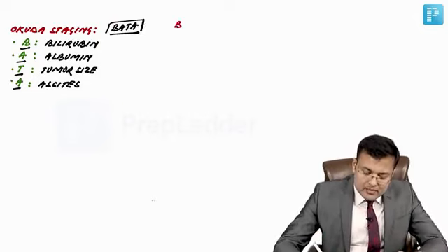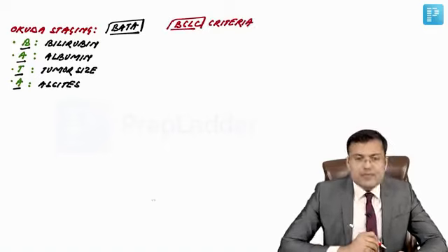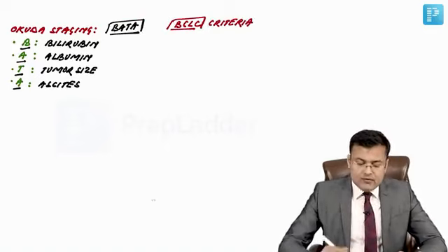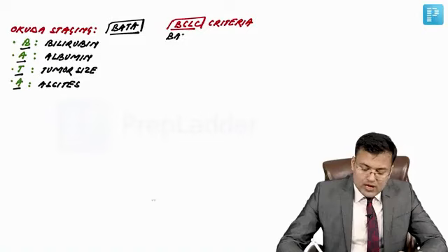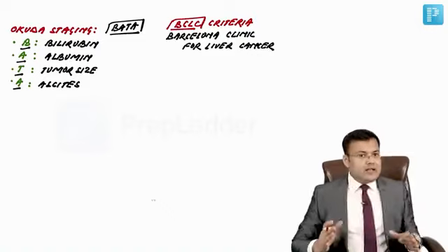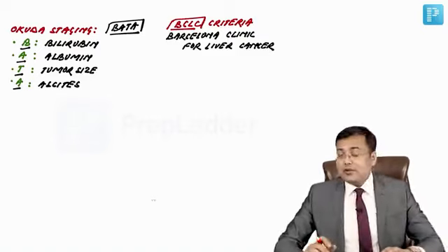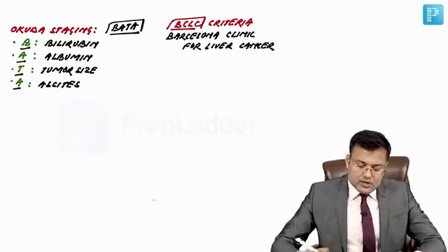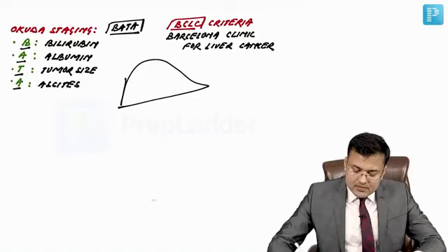Okay. There is a treatment criteria. What's that? It is the BCLC criteria. For treatment of HCC, we use BCLC criteria, and the full form is Barcelona Clinic for liver cancer criteria. And this BCLC criteria is based on which staging? Okuda.